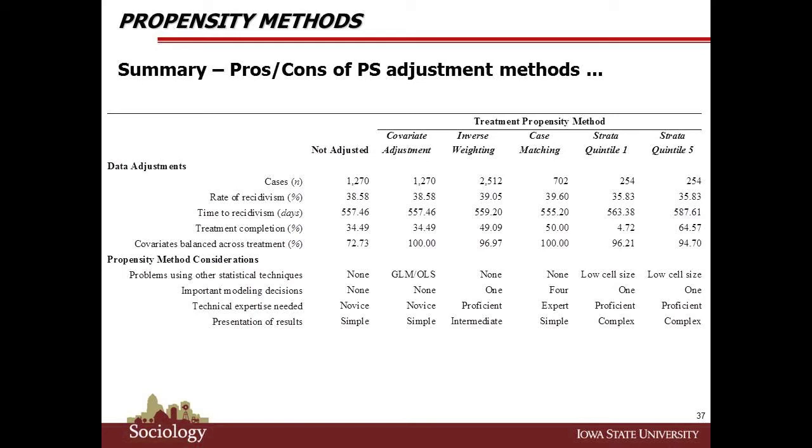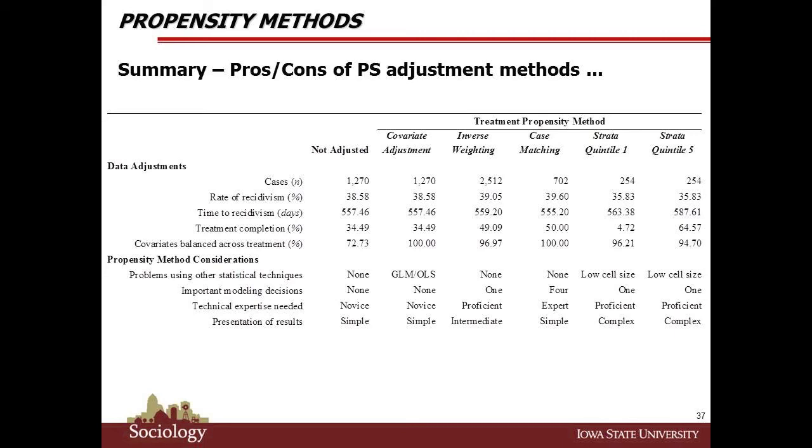Looking at the table, we can first talk about how each different propensity method changes the data that you're working with. If we look at the first row, the covariate adjustment, as we mentioned earlier, doesn't change the number of cases from what you originally have in the data. However, when we use the inverse weighting, we almost double the number of cases in our analysis. The inverse weighting overcounts the number of cases, and it does that to try to balance the treatment completion rates. And then the case matching and the strata method all reduce sample sizes.